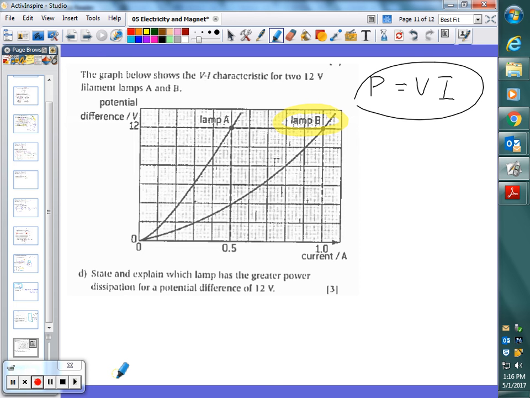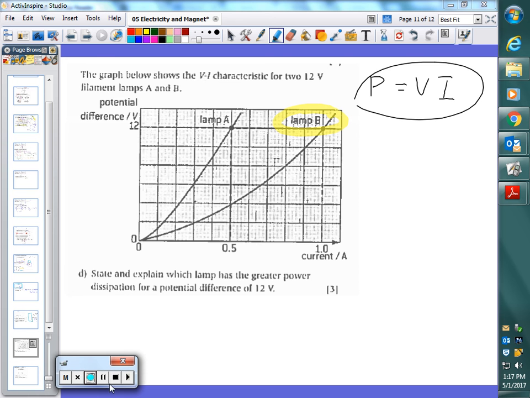Good there, right? So for 3 points, lamp B is 1 point, right? 2 points would be they have the same voltage but different current, right? And that leads to greater power. The formula would be a point, and then explain it there. All right, we'll continue on with this tomorrow. We'll get there.